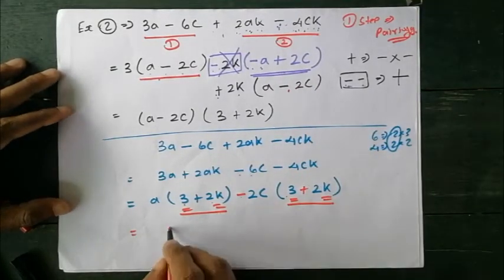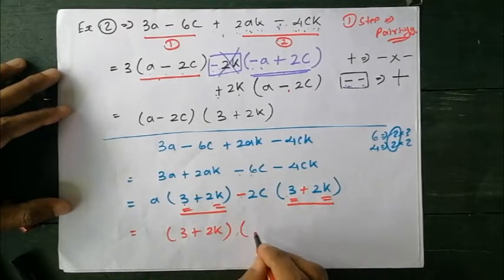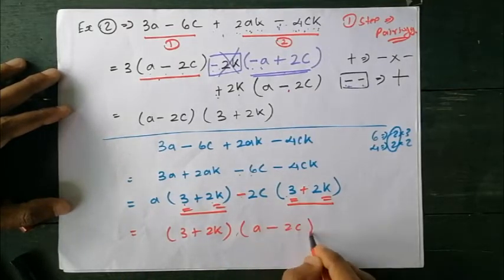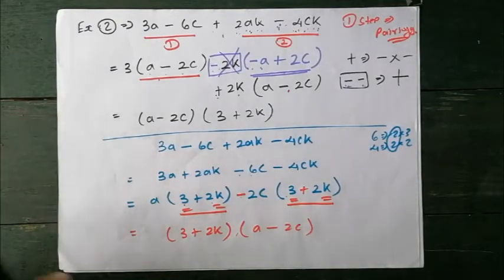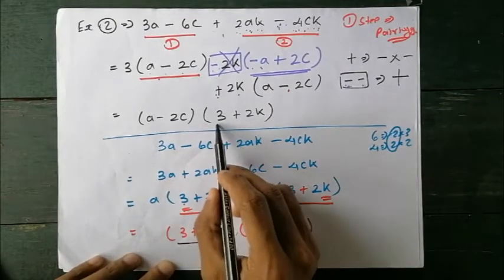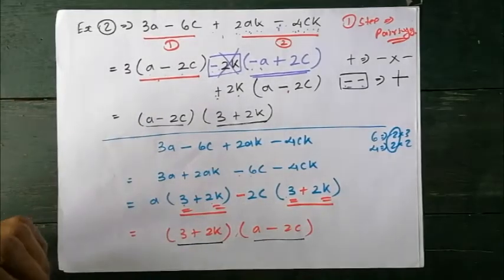So the last step, 3 plus 2k is the common expression, remaining are a minus 2c. Okay, check the answers, check your answers. 3 plus 2k, 3 plus 2k, a minus 2c, a minus 2c, the result is same.